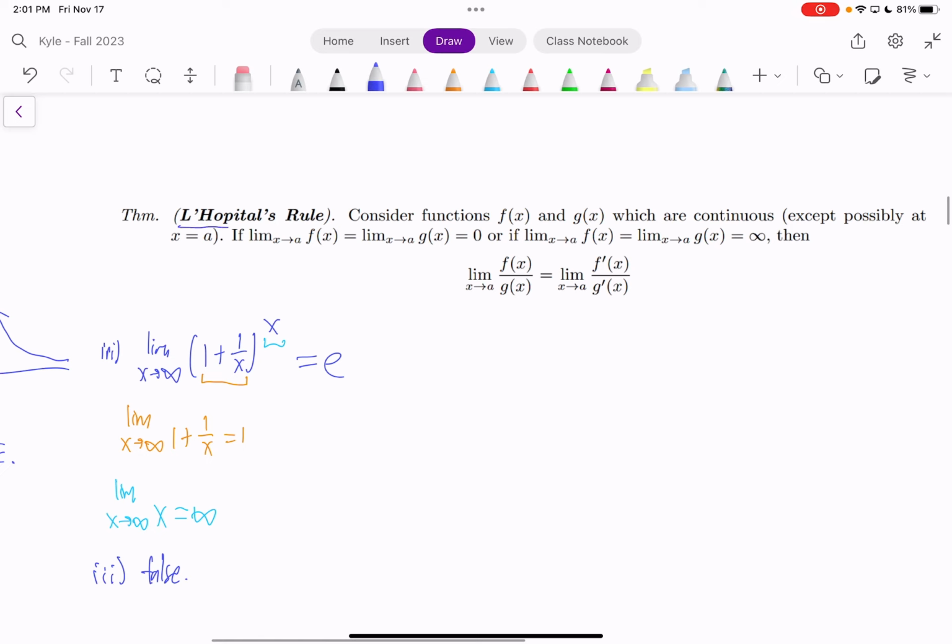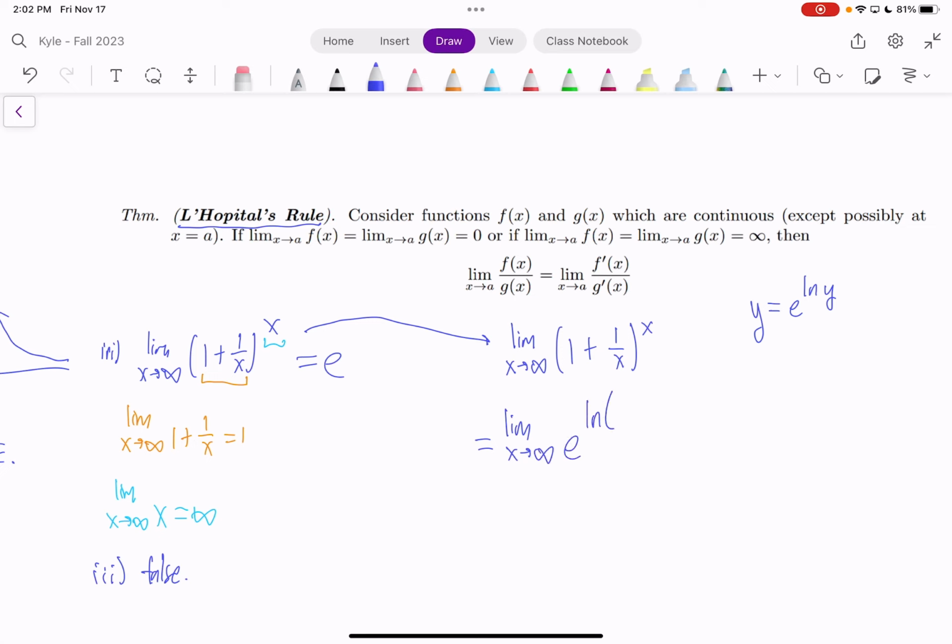Very luckily, we have L'Hopital's rule theorem right here to help us. So let's say I wanted to evaluate this limit: the limit as x goes to infinity of 1 plus 1 over x, to the power x. We'll remember that any number y has the value e to the ln of y. That's the same thing. So this is equal to the limit as x goes to infinity of e to the ln of (1 plus 1 over x) to the x. I'm going to bring the power down, so I'll say e to the x ln of 1 plus 1 over x.